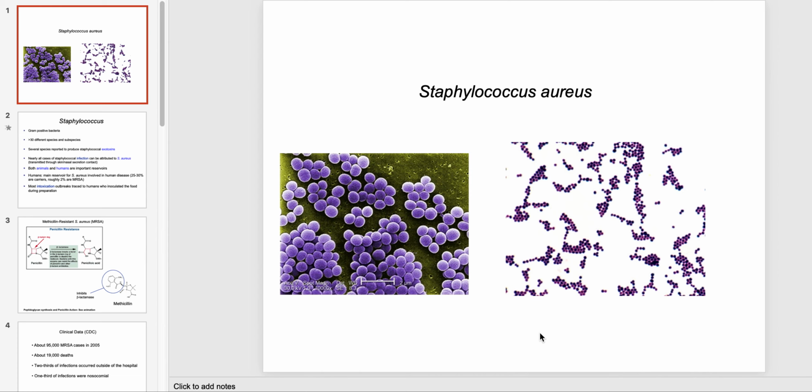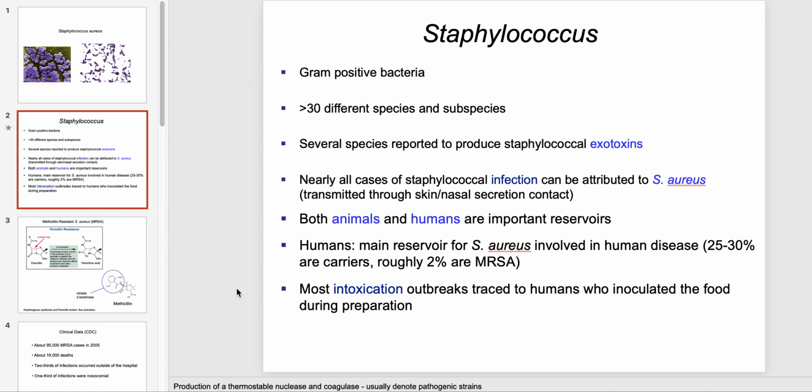The pathogenesis of Staph aureus. So the genus Staphylococcus are gram-positive bacteria. There's lots of different species and subspecies. They produce staphylococcal exotoxins, lots of them, as I'll show you.